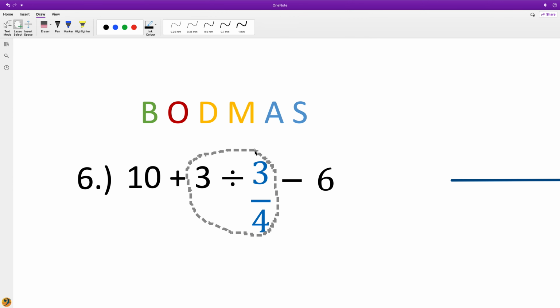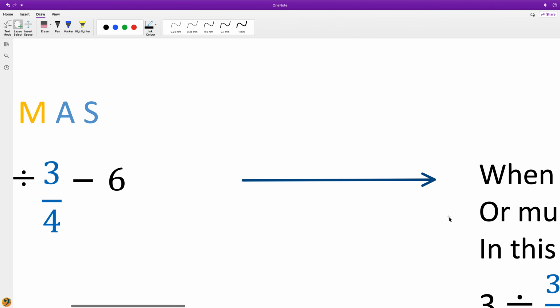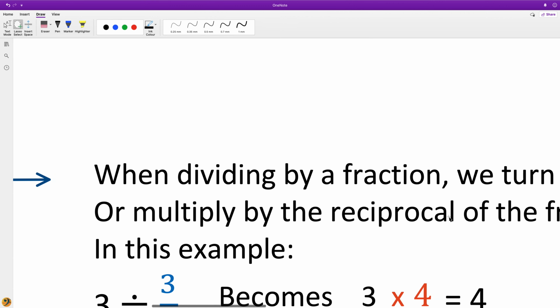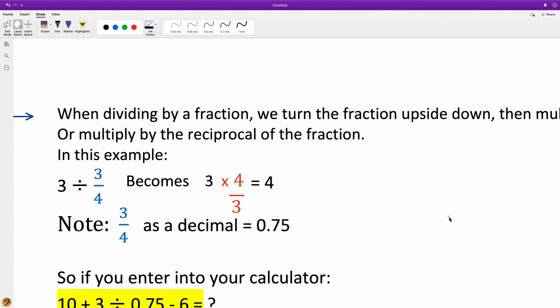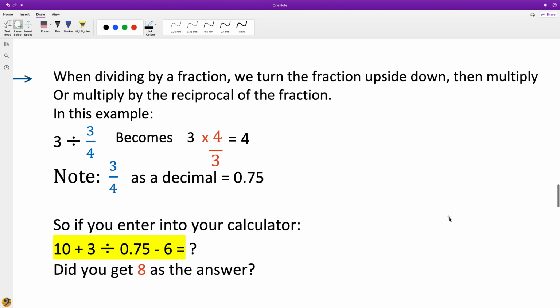Now how do we do 3 divided by a fraction? I'm glad you asked. If we just move across here, we can explain how we do that. Something else to note: when we are dividing by a fraction, what we actually do is turn the fraction upside down and multiply, or multiply by the reciprocal of the fraction.